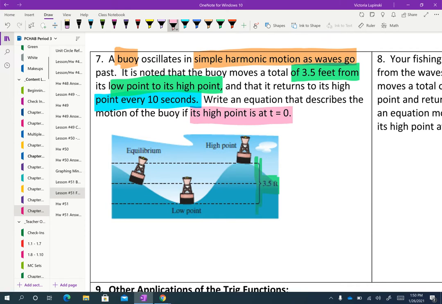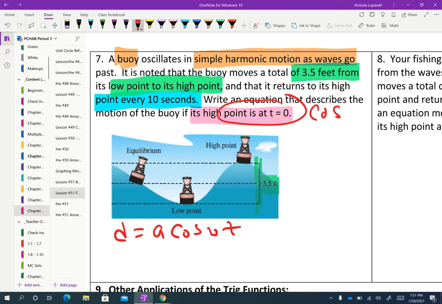So if its highest point is at t equals 0, that tells us that this has to be a cosine problem. The only way that it could be a sine problem, remember, is if it starts at 0, 0. But if it's starting at its highest point, that means it has to be a cosine wave that then goes down and then comes back up. So now that we know that it's a cosine wave, a couple of other things that we have to figure out. We know that we're going to be using the equation d equals a times the cosine of wt.